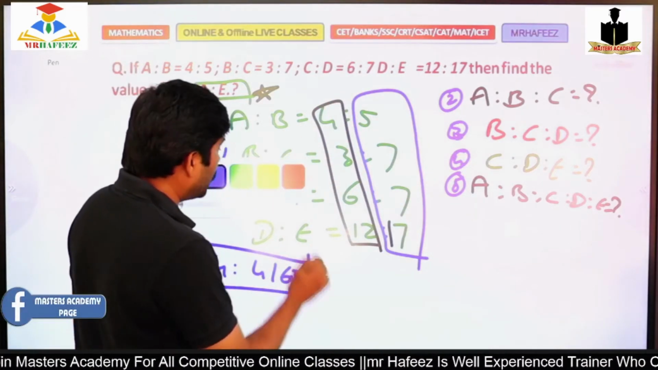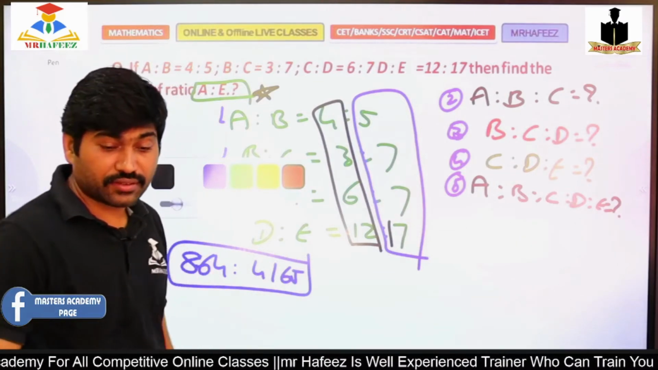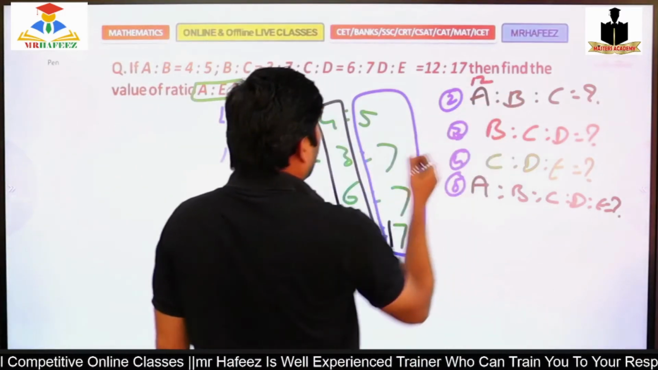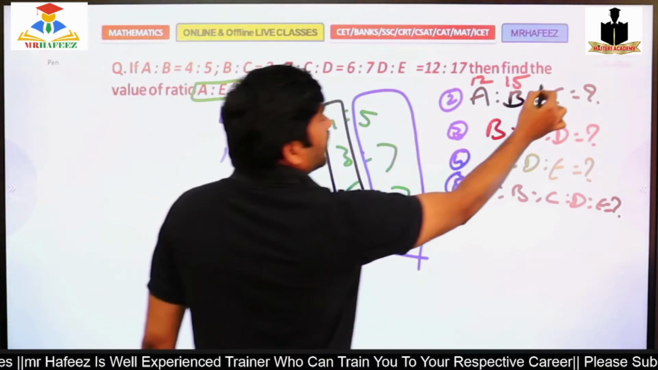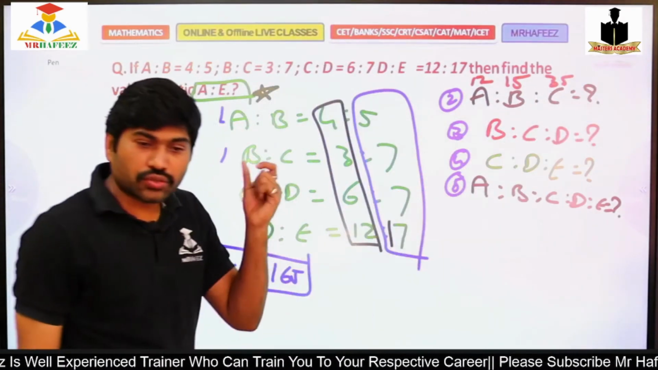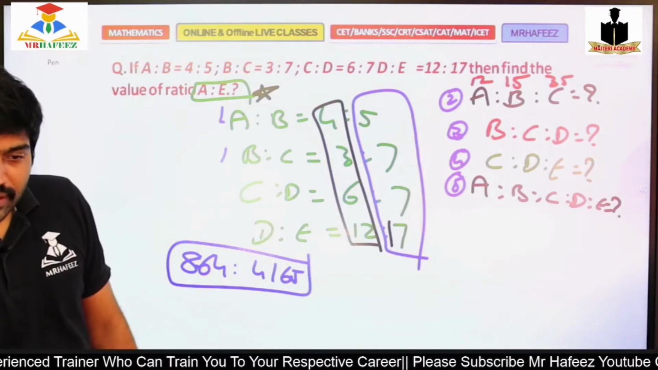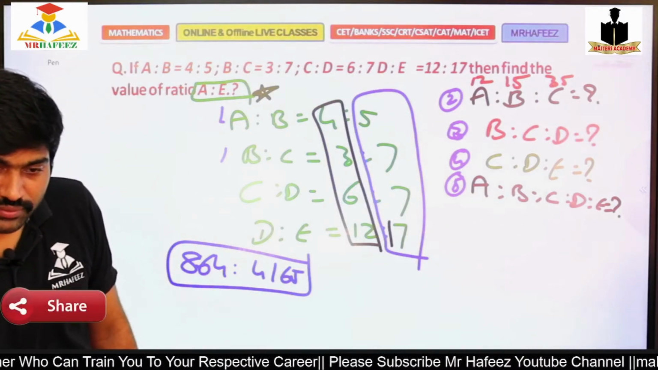4 3 times. What is the value? 4 3 times, 12. Yeah, 12. And 5 3 times 15. 7 5 times 35. Answer over. So 12 is to 15 is to 35. Very, very simple. Right?